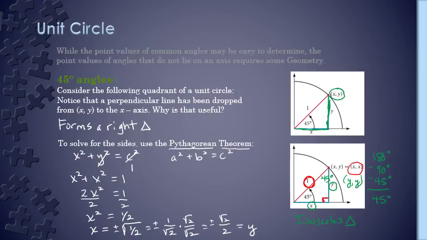So how do we determine whether it's a plus or a minus? Well, the answer is the quadrant that we're in. So a 45-degree angle is in the first quadrant, and what we know is that in the first quadrant, not only are the x values positive, but so are the y values.